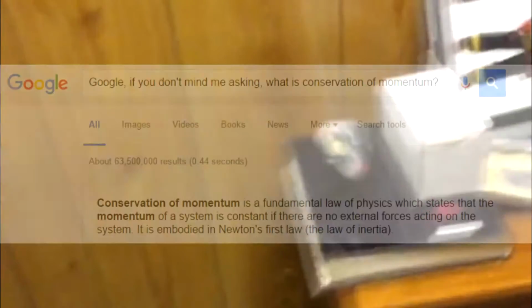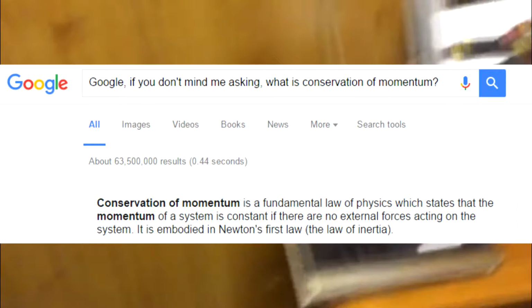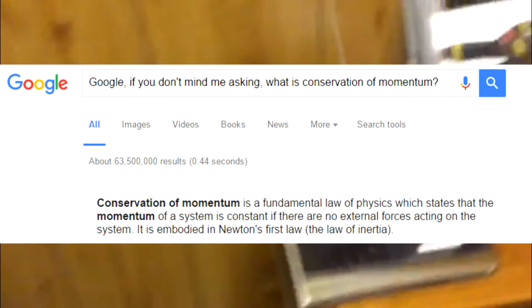The conservation of momentum is a fundamental law of physics which states that the momentum of a system is constant if there are no external forces acting on the system. In our case, the momentum of the weight was given by potential energy converting into kinetic energy. That momentum is then transferred to the box, which inside has a ball, and since the ball is not very stable where it is, it rolls out.